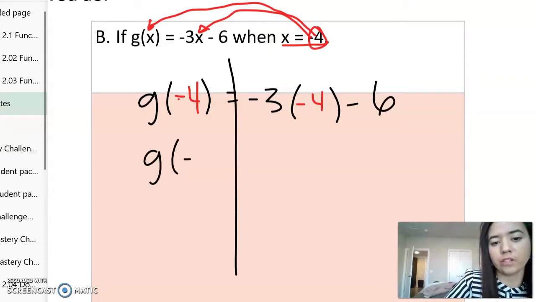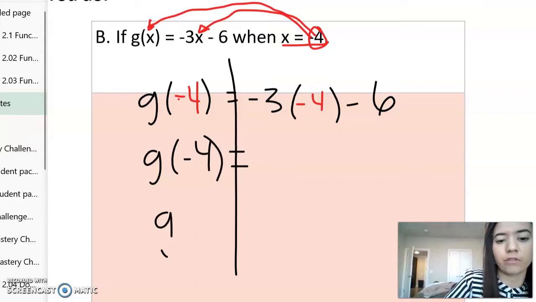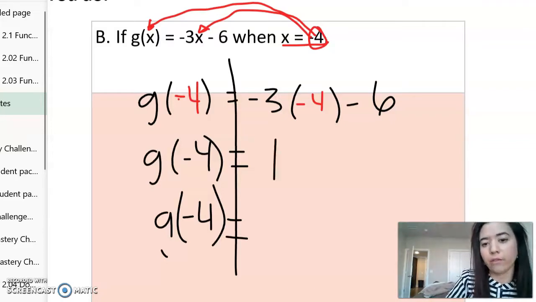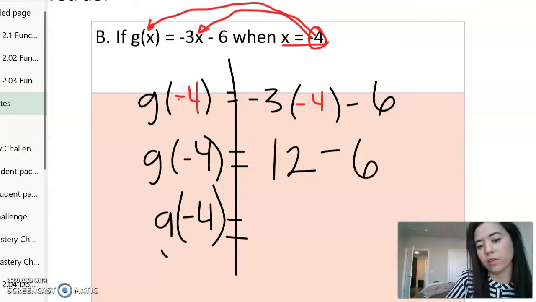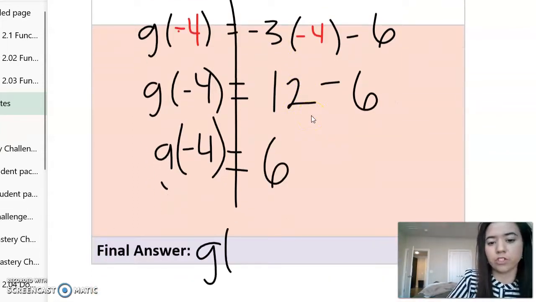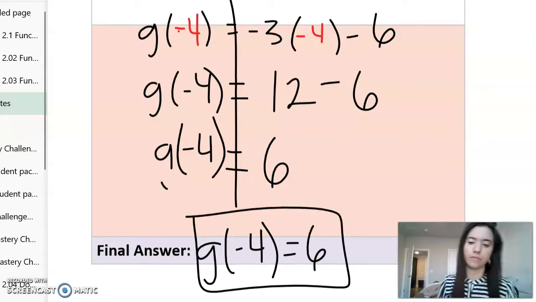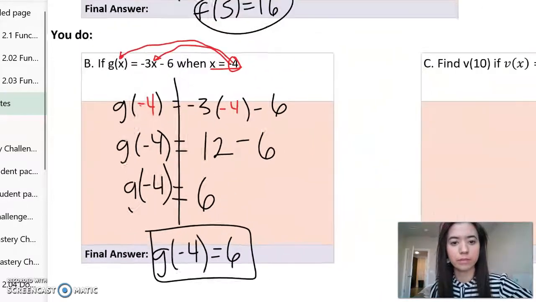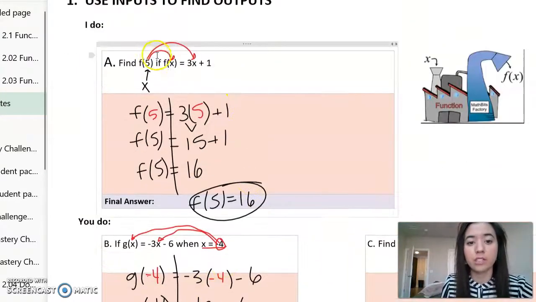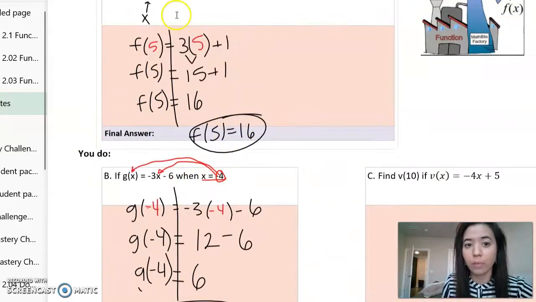Down here, you can't do anything. I'm just going to rewrite g of negative 4. That's how we write it. Negative 3 times negative 4 is 12. 12 minus 6 is 6. So your final answer for this one was g of negative 4 equals 6. So again, just slightly different formatting. Here I had f of 5. Here I had x equals negative 4. Both are telling me what my input is, so we're putting that wherever we see an x.